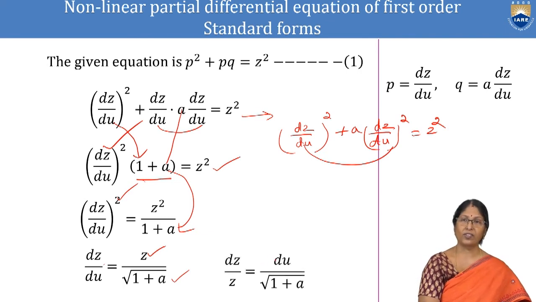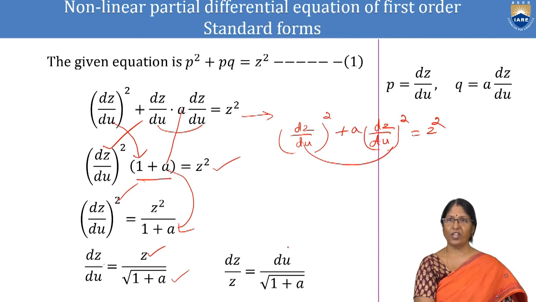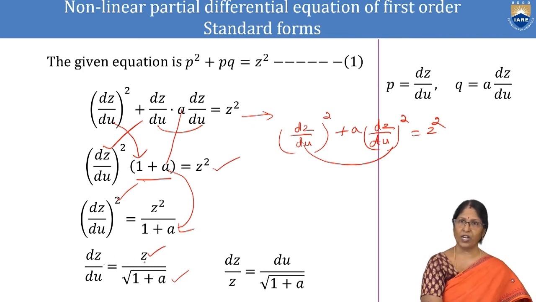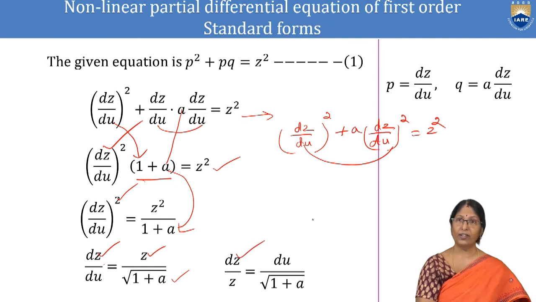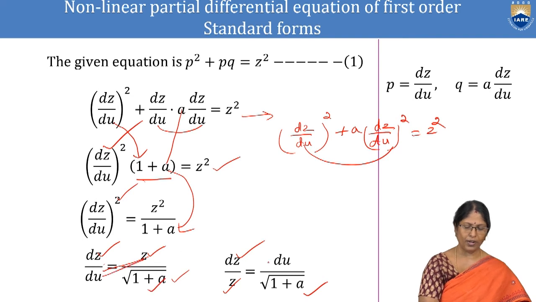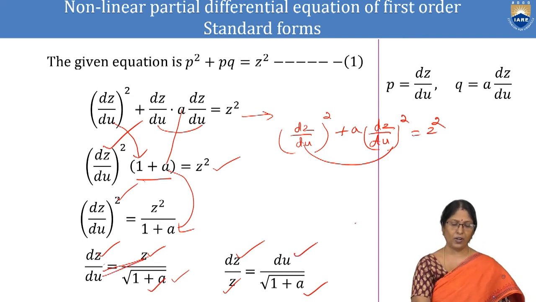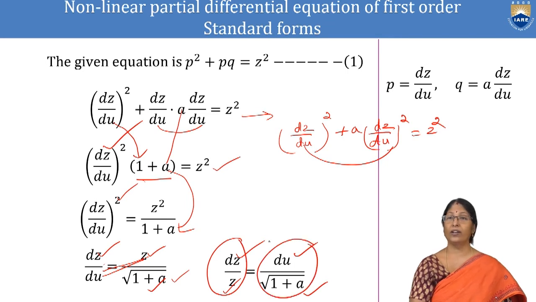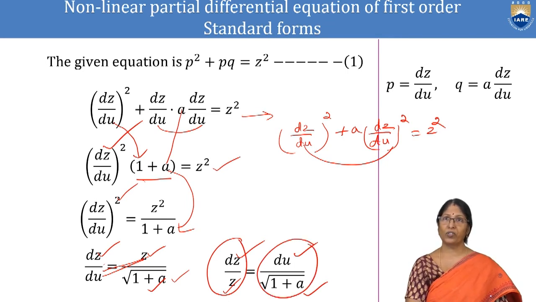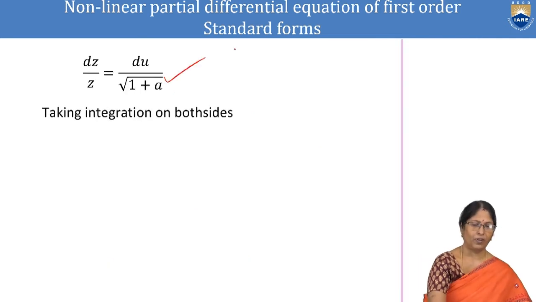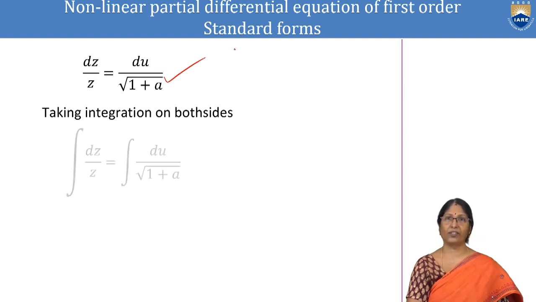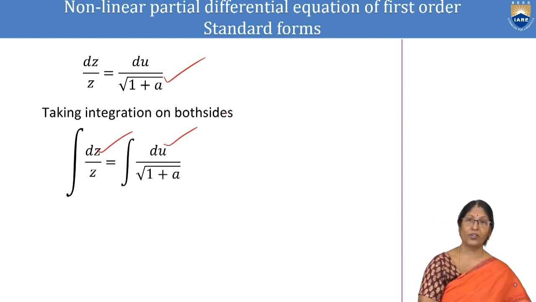Now the next step, we are separating the variables. That is, z and all are grouped on one side. Here dz is written, we pushed z to the left side, and du has come to the other side. So z and dz are grouped on one side, the other on another side. According to standard form 2, we have to do the integration, so taking integration on both sides.